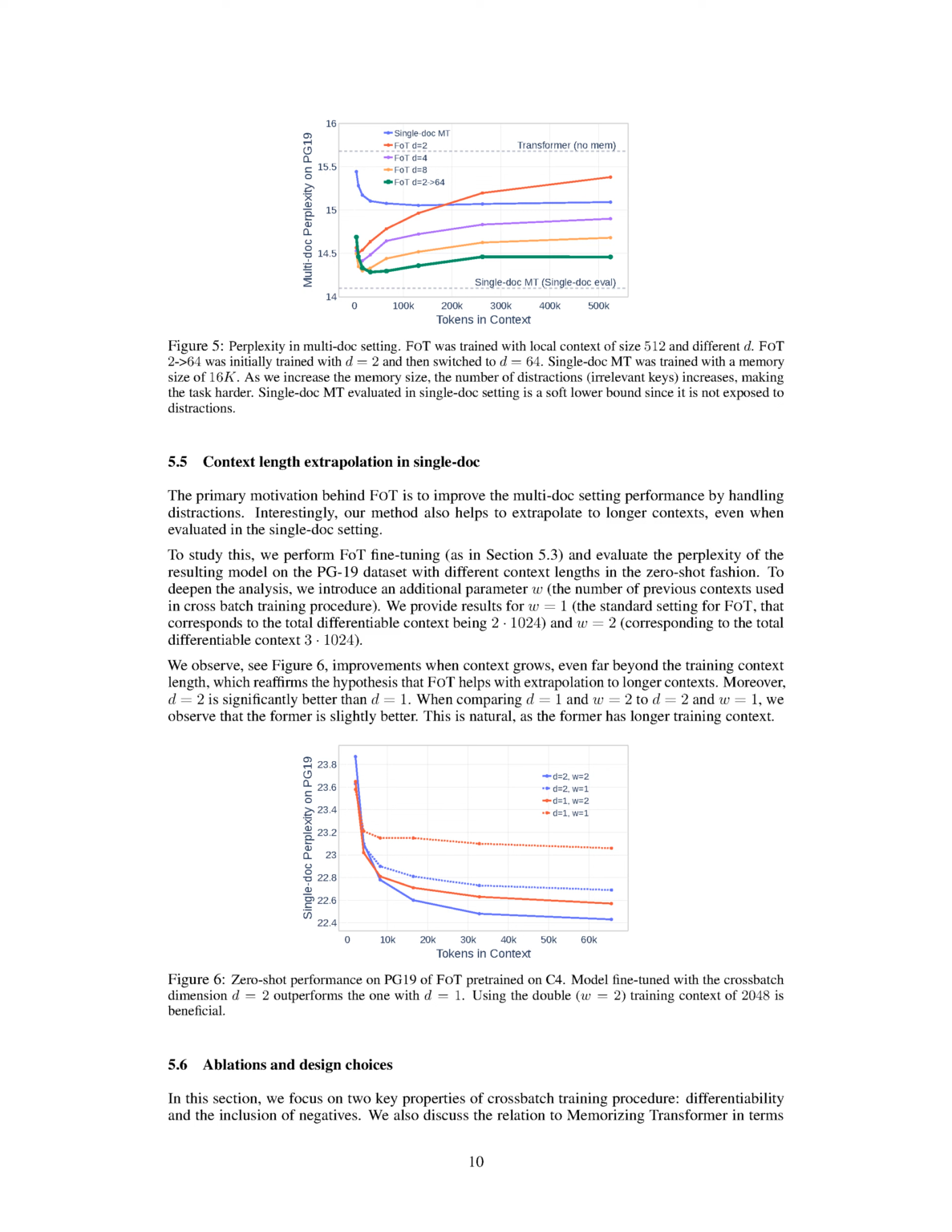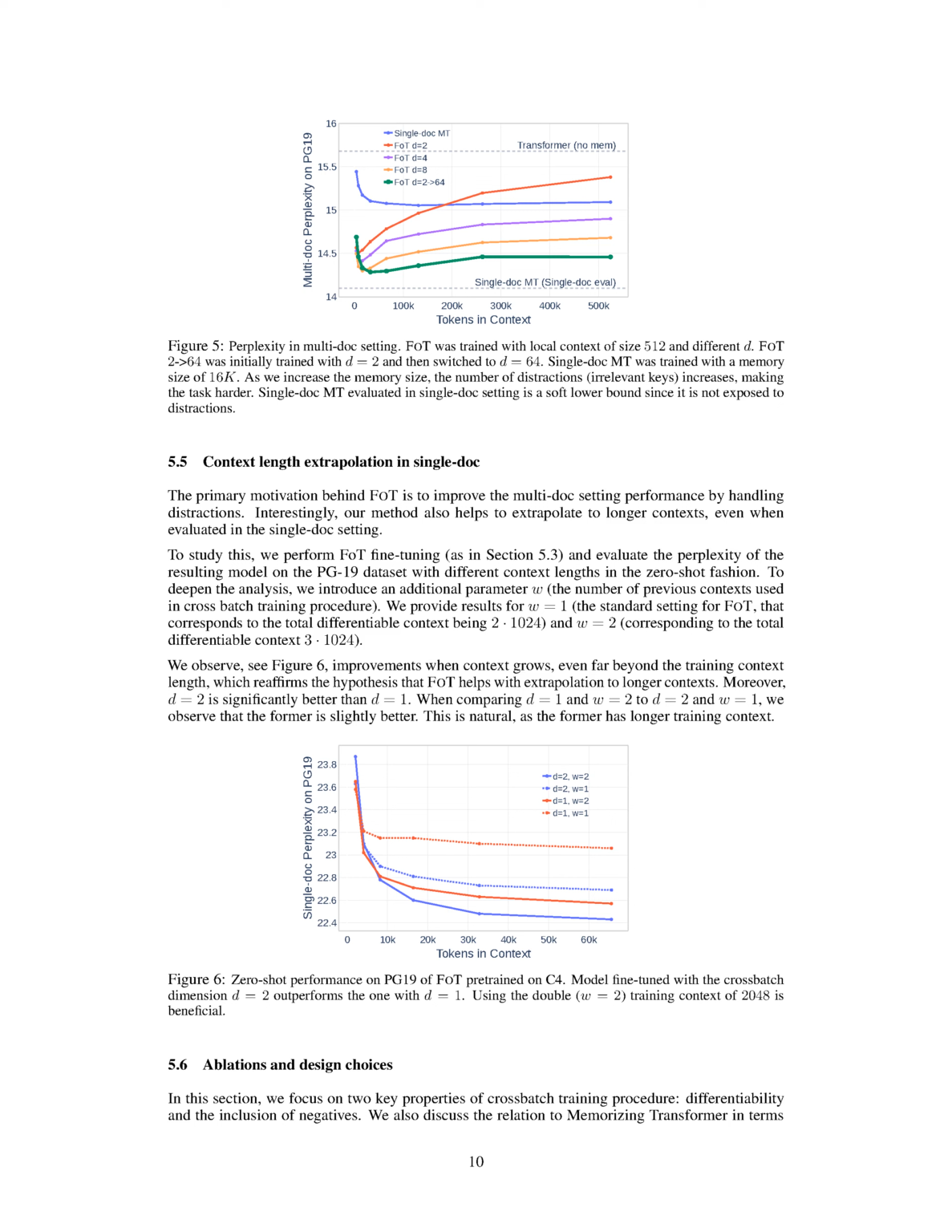Section Summary. In this section, the authors investigate the impact of handling distractions in language modeling tasks using a multi-document setting. They find that by mitigating distractions and increasing the crossbatch dimension, they achieve better perplexity in language modeling. Additionally, their method of handling distractions also helps in extrapolating to longer contexts, even in the single document setting, resulting in improved performance.